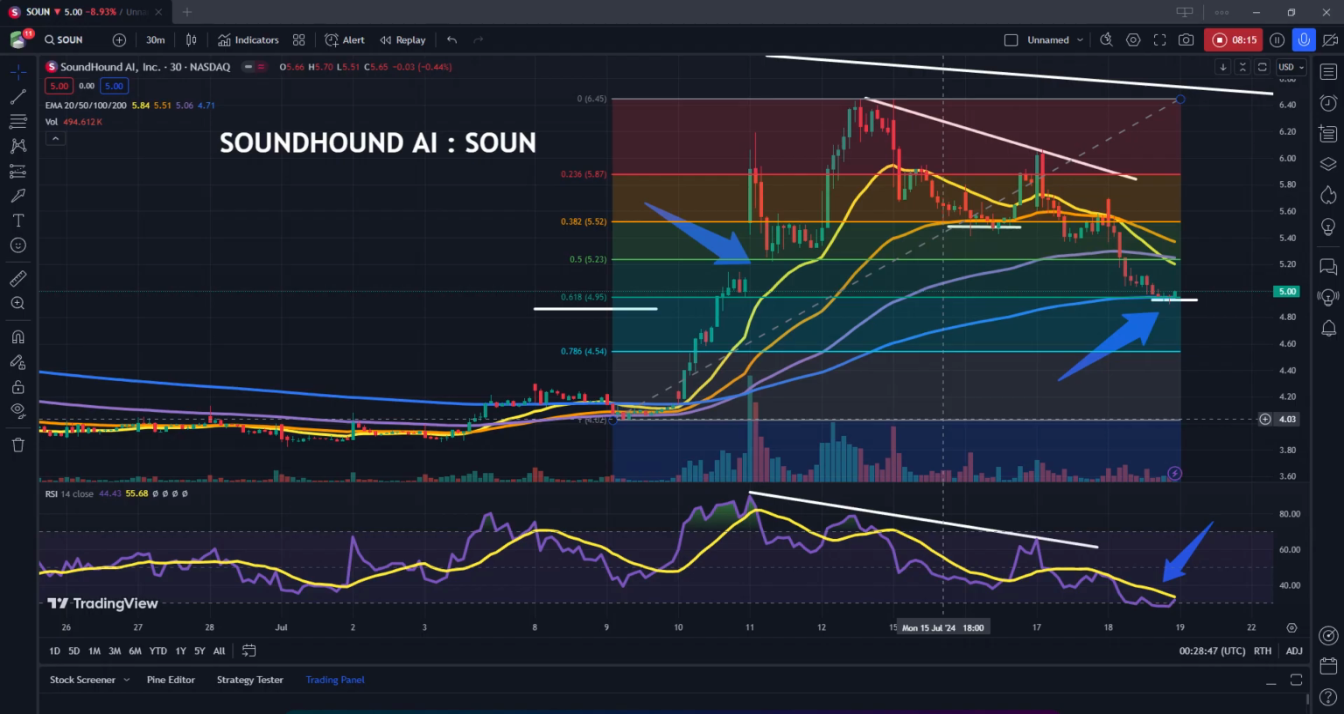Here's the current market update for SoundHound AI Incorporated, stock ticker SOUN.